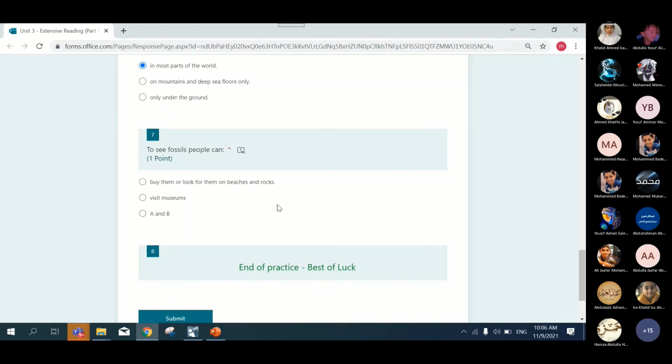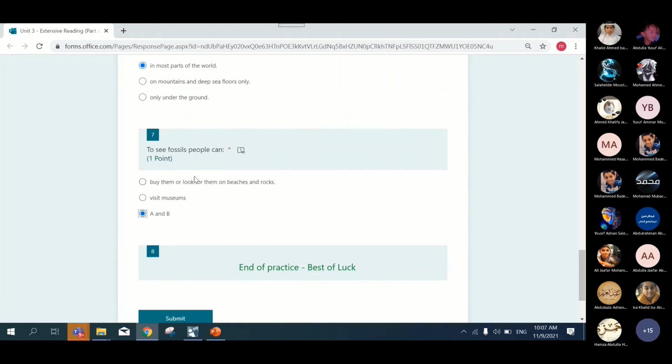Fine, Abdullah. Good. Number 7, to see fossils, people can what? Can buy them or look for them on beaches and rocks. For example, if you would like to find a fossil, you can go to the beach and dig in the ground to find a fossil. Is it correct? No. Or you can visit museums. A and B. Yeah, you can buy them.